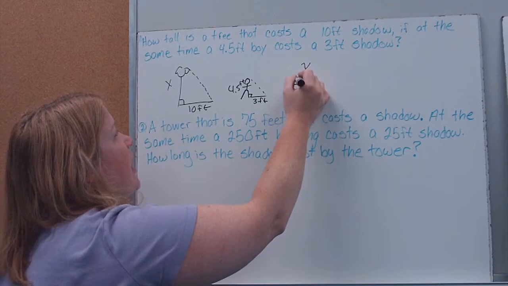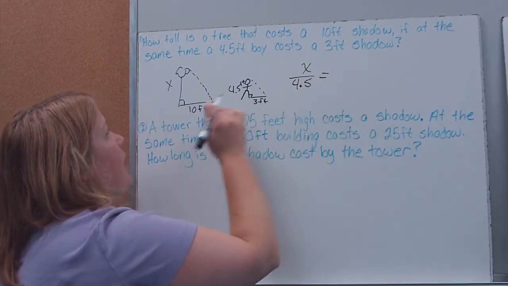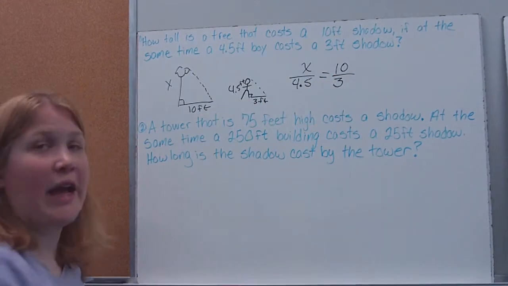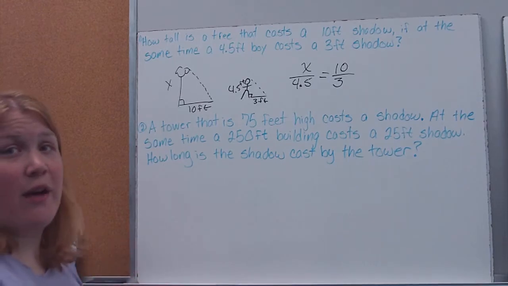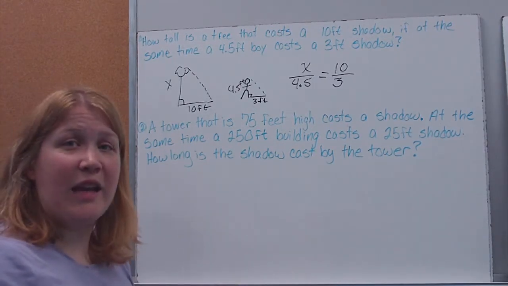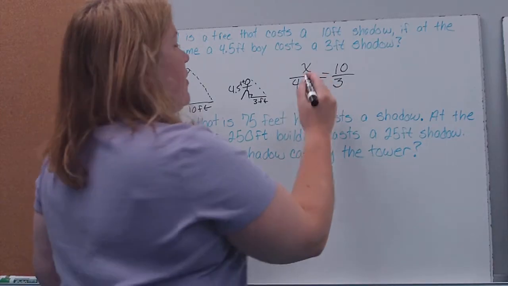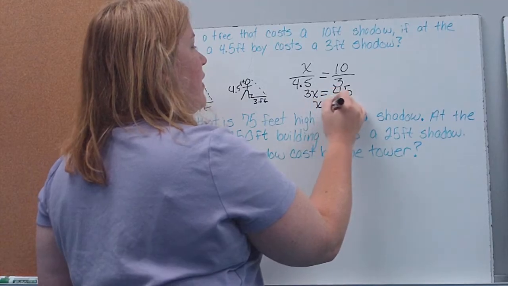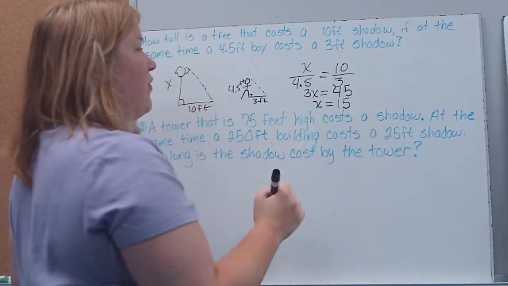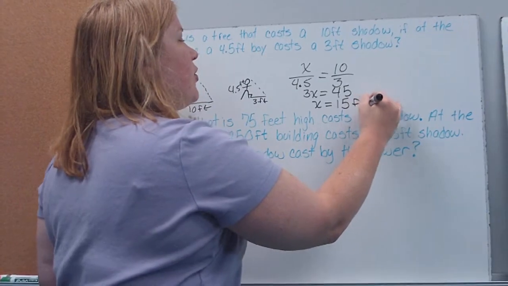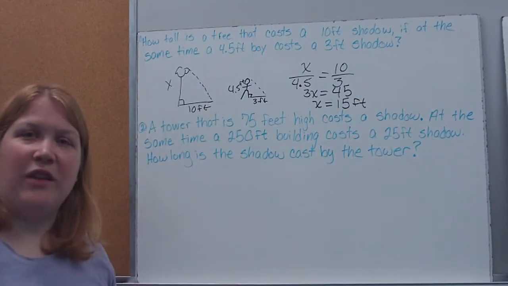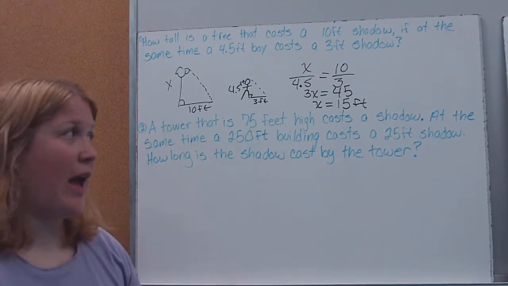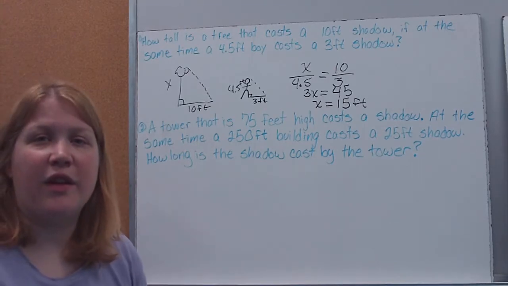I'm going to set it up with the tree height over the child's height. Since I started with the tree, I'm going to start with the tree again: the tree shadow over the child's shadow. From here, we're just going to solve our proportions the way we've been doing. Again, if you need to, go back and rewatch those videos. Here I wind up with 3x equals 45, which means when I solve for x, x is equal to 15, and we're dealing with feet, so we want to label it. That means the tree is 15 feet tall. Just an indirect way for me to figure that out, since I didn't have a 15-foot ladder to measure the tree.